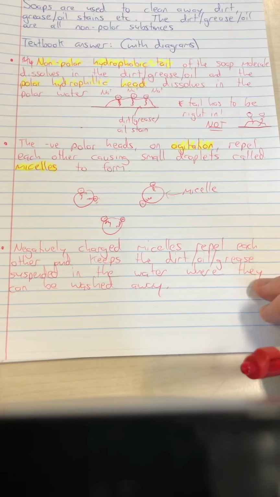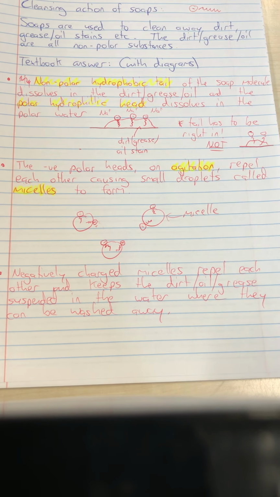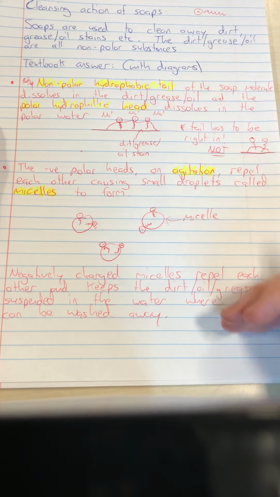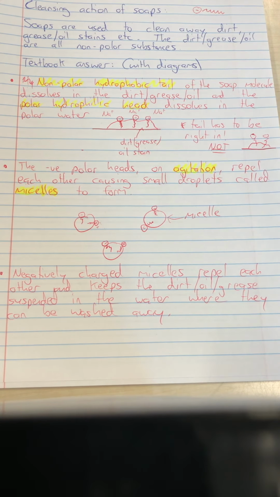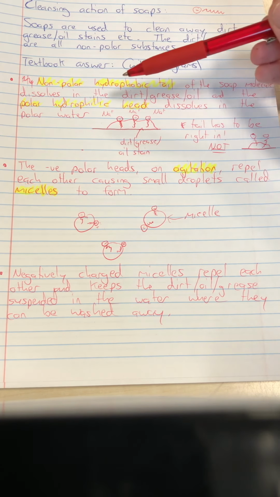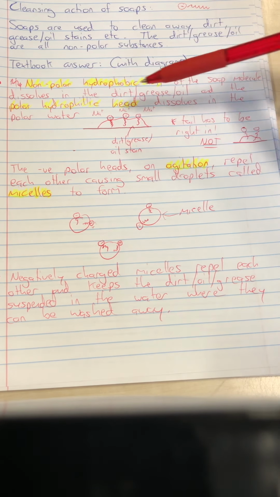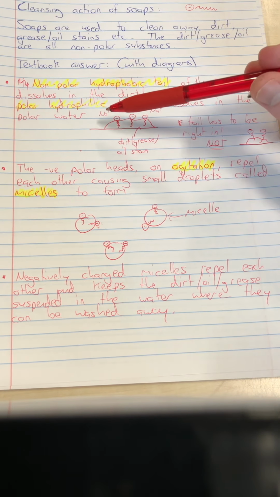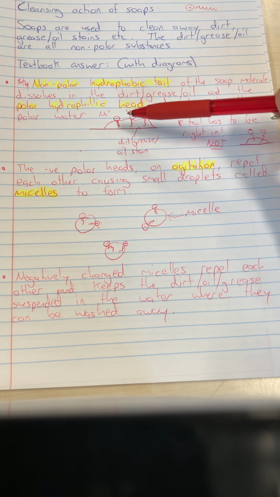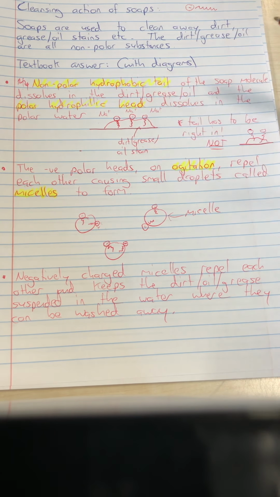Okay, and that's it. So again, this is just one of these answers that you really just need to memorise. You need to practice it. You need to write it out over and over again until you've got that pretty much memorised. So the non-polar hydrophobic tail of the soap molecule dissolves in the non-polar dirt, grease, oil, and the polar hydrophilic head dissolves in the polar water. Do your diagram, show the marker that you know your stuff. The tail goes right in and the head is flush to the dirt.